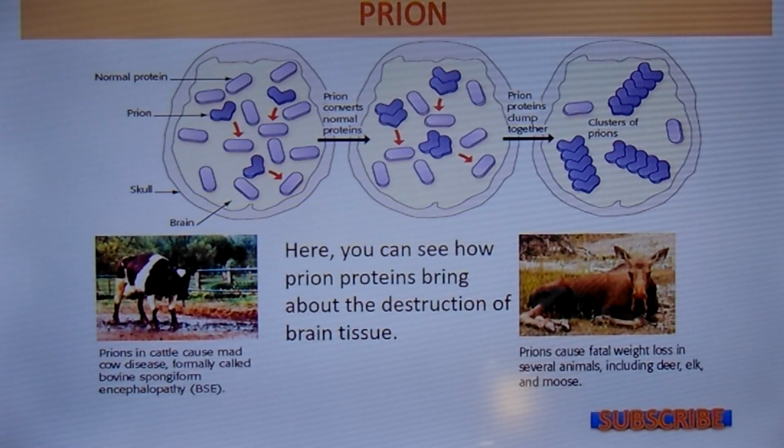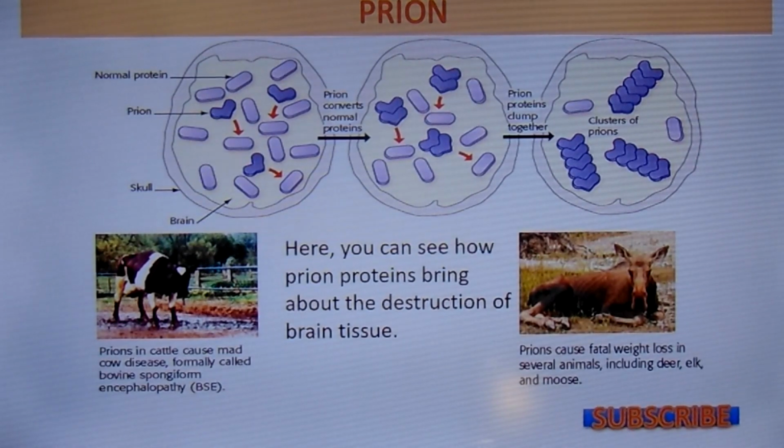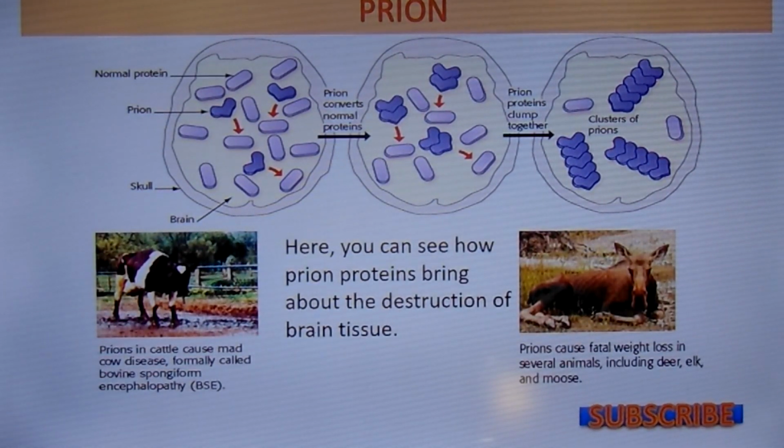Prions in cattle cause mad cow disease. They also cause fatal weight loss in several animals, including deer, elk, and moose.